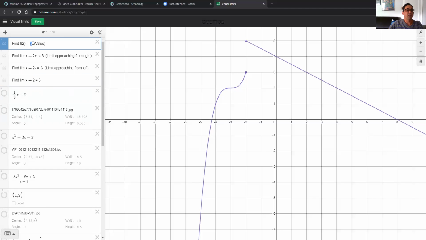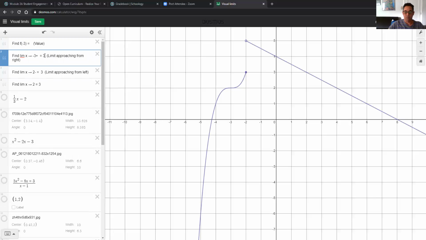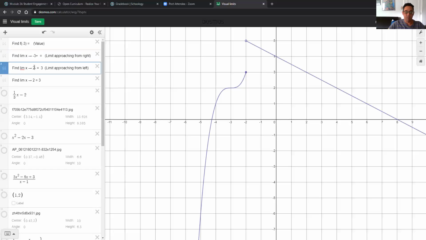All right, so I'm gonna erase all these. And let's say, I'm going to do the value at -3, do the value at -3 plus, right? That's going to be a different answer. We'll do the value at -3 minus, going to be a different answer. And we'll do just the limit as x approaches -3, right? Hit pause and see if you can work it out yourself, and I'll tell you what the answers are.